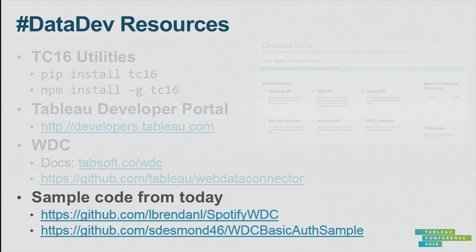And finally, sample code from today. If you want the Spotify connector with OAuth built in, go check it out on my GitHub. Sam also has the basic authentication sample on his GitHub that goes against Active Directory and does basic authentication. So super useful starting places. Check them out. We just built them a few weeks ago, so there's probably rough edges, and we'd love feedback. And you can also contribute to them because they're open source.